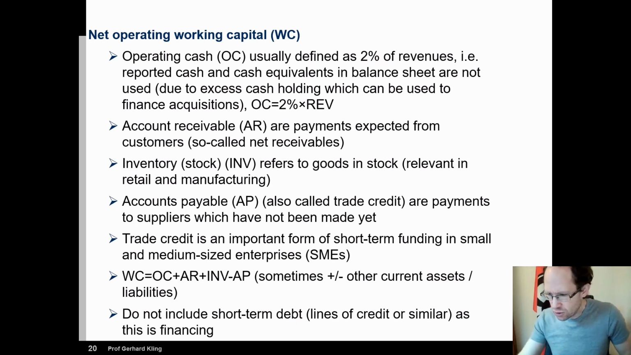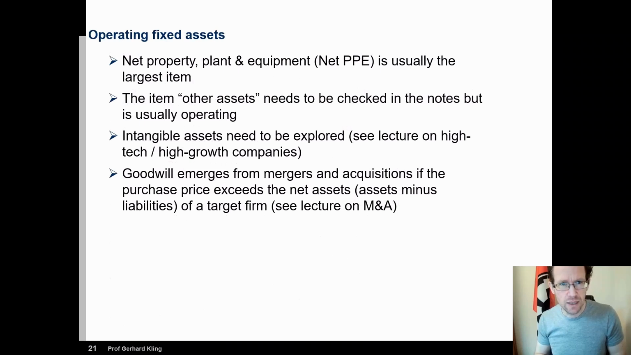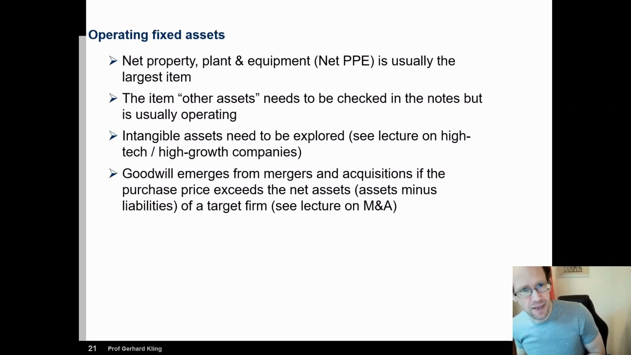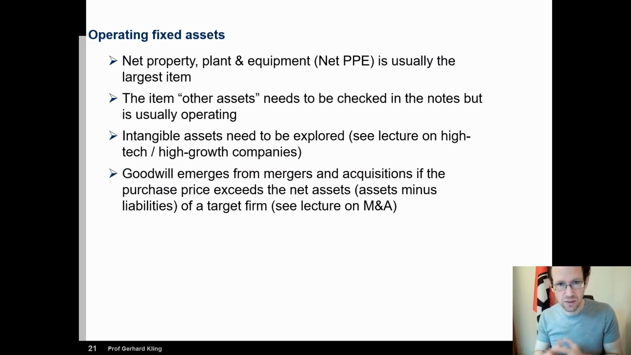For instance, for large organizations, you might have commercial papers, which is short-term funding, usually only for a few weeks to cover short-term financial obligations. Now there are other operating fixed assets, which we classify under net property, plant and equipment. Like factories, things you need to run the business. Sometimes you also have an item which is called other assets, and then you have to check in the notes whether this is operating or not.